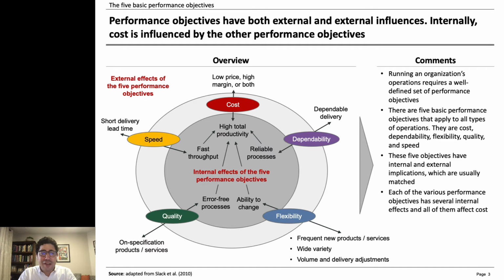And total productivity is influenced by all the other factors on dependability, flexibility, quality, and speed. So by having a faster throughput, reliable processes, more flexibility, ability to change, and error-free processes, you tend to have a higher total productivity, which impacts costs.